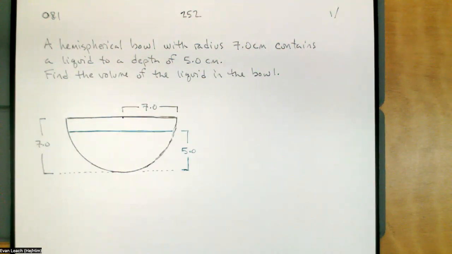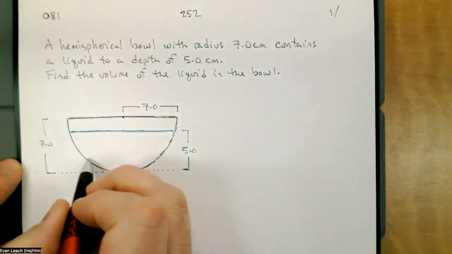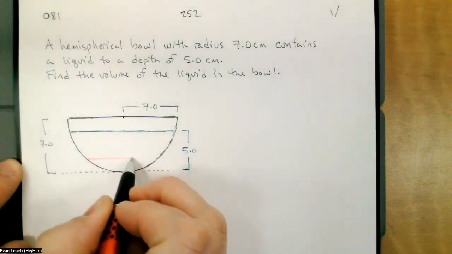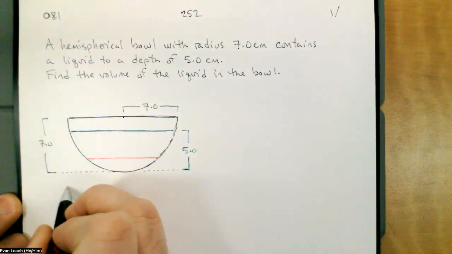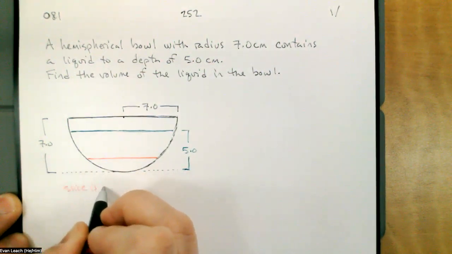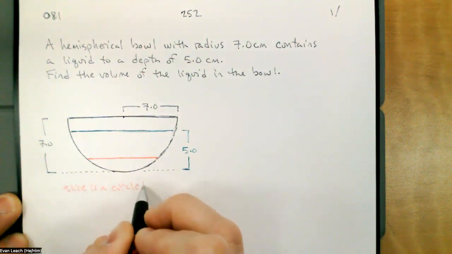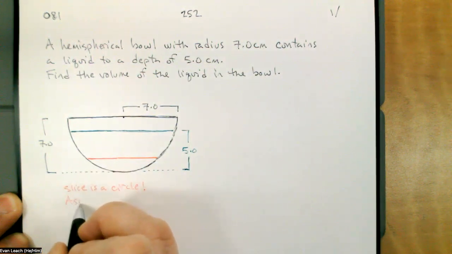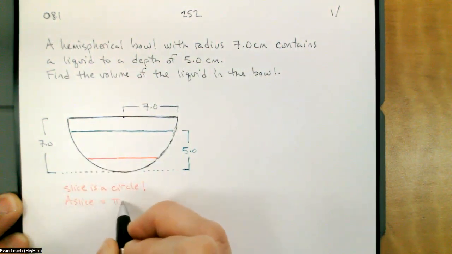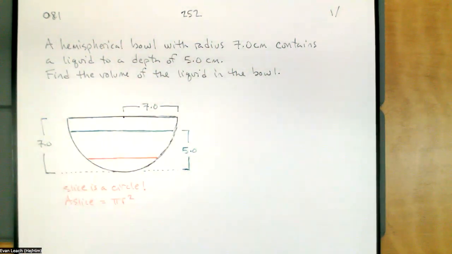The thing that we changed in this problem from our previous problem, even though our side view looks the same, we're still looking at a circle. Now, when we take a slice of that circle, that slice is not going to represent a rectangle. The slice represents a circle. That slice is a circle. So the area of the slice will be pi times the radius squared. The area of the slice is pi r squared.